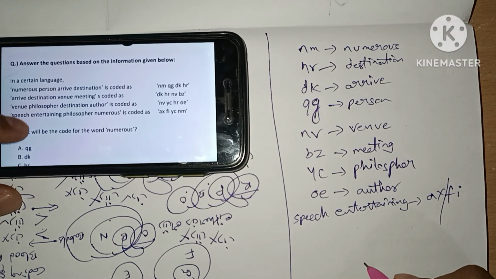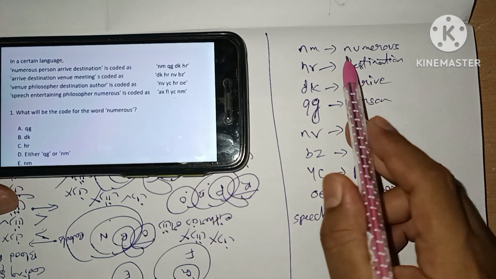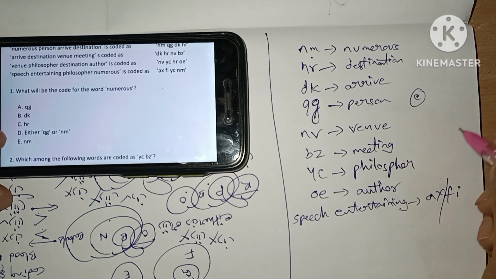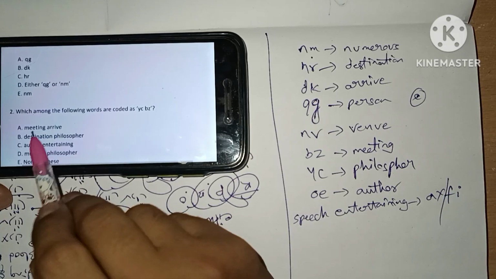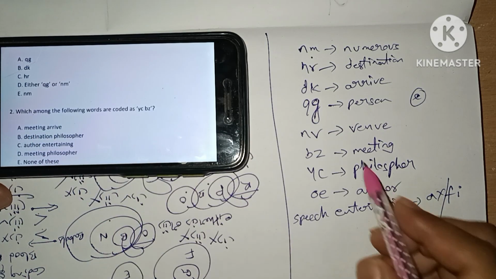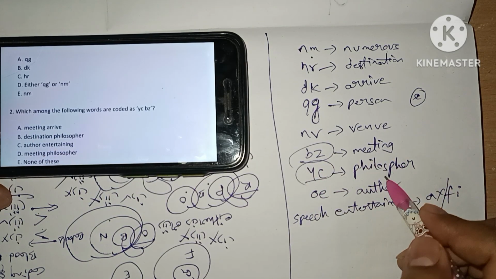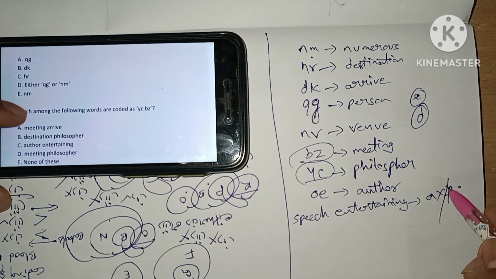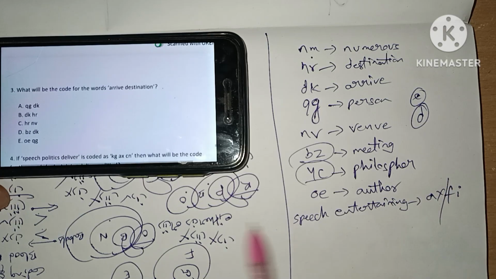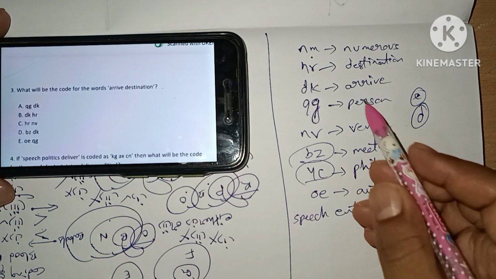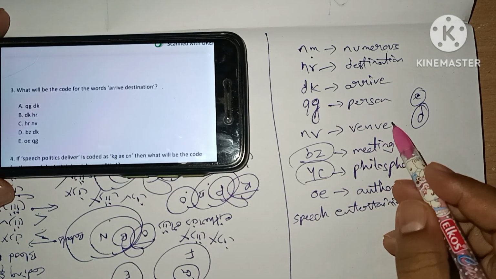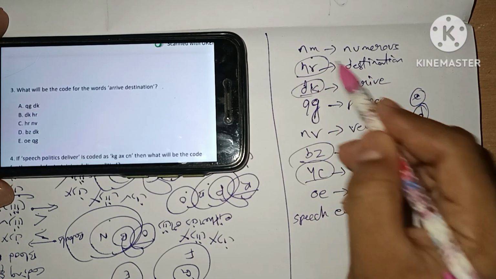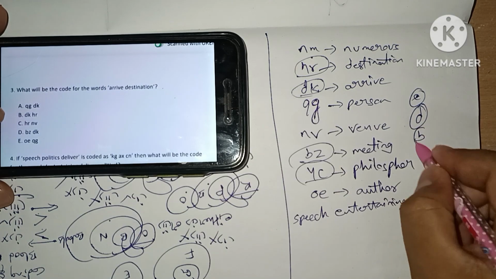Now let's see the questions that are asked. What is the code for numerous? Numerous is NM. So the answer will be option E for the first one. Second one, which among the following word is YC and BZ? BZ, YC. Meeting philosopher. So meeting philosopher, option D is the answer. Next, third one, what will be the code for arrive destination? Where is arrive? Arrive is here and destination is here. DK and HR. Option B is the answer.